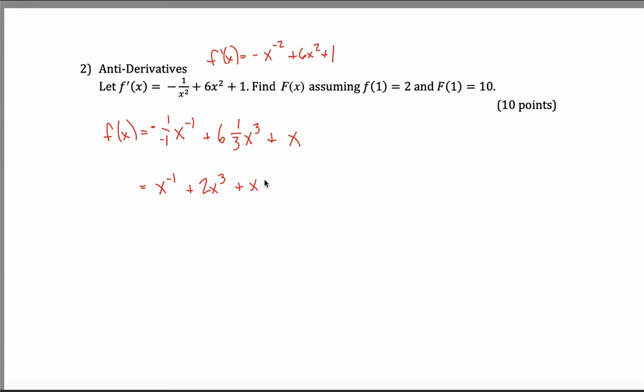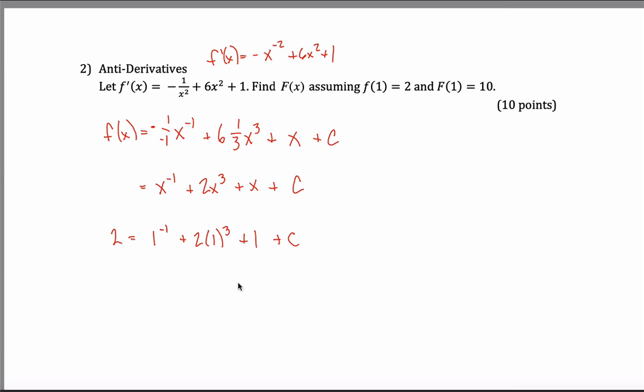Because if I was taking the derivative of this guy plus 7, it would still give me this. So I need to tack on a constant here and tack on a constant here. So now it's a general antiderivative of this function, but I can solve for c because it tells me that f of 1 is equal to 2. So this is telling me that 2 is equal to 1 to the negative 1 power plus 2 times 1 cubed plus 1 plus c.